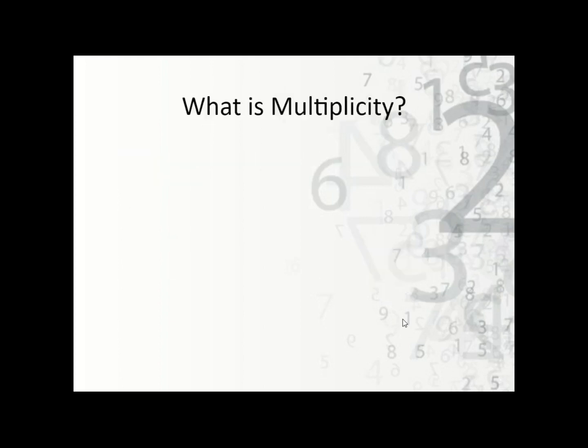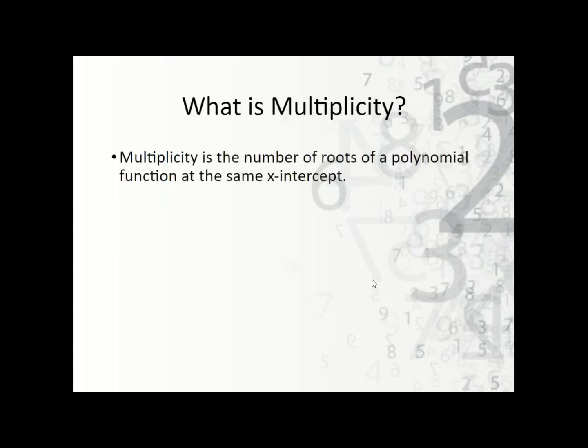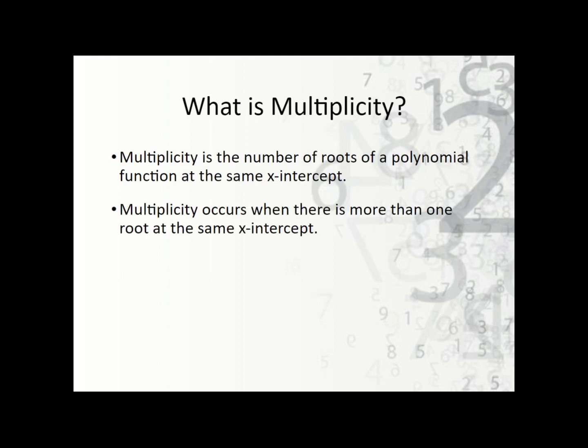Now, what is multiplicity? Multiplicity is the number of roots a polynomial function has at the same x-intercept. So multiplicity occurs when there is more than one root at the same x-intercept. An example of this would be (x minus 1) squared.